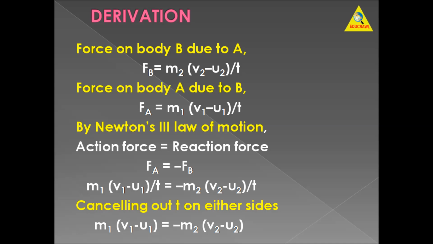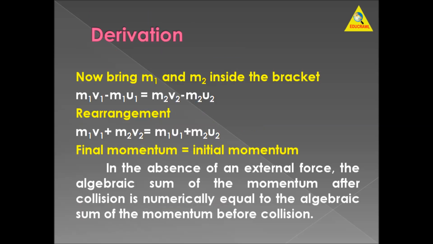Next, we will be taking this m1 and m2 inside the brackets. So, the equation becomes m1 v1 minus m1 u1, which is equal to m2 u2 minus m2 v2. Now, just a rearrangement: m1 v1 plus m2 v2 is equal to m1 u1 plus m2 u2.